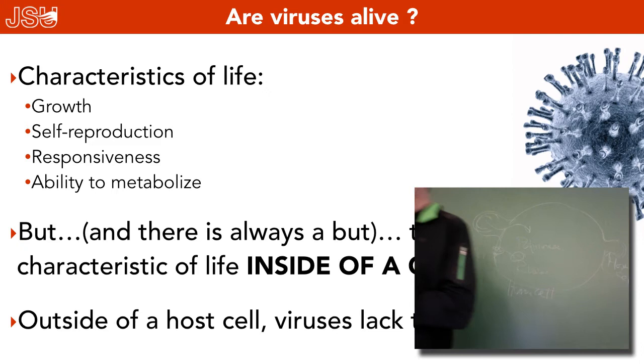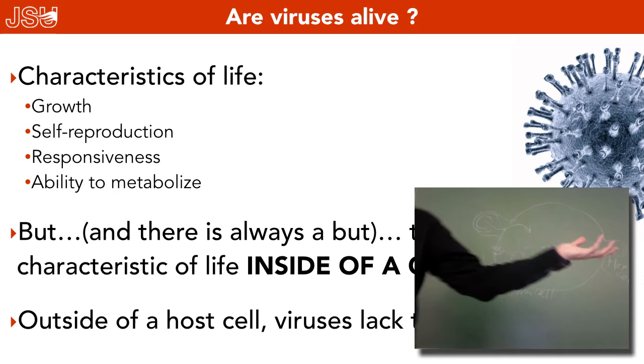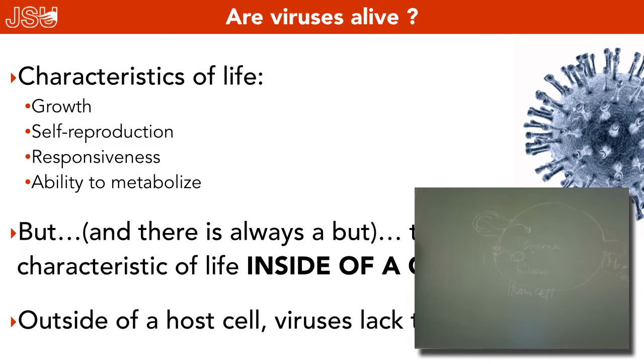Some characteristics of life: growth, right? We start ultimately as a sperm and an egg coming together, they fuse, and we grow from that. Can viruses grow? Yeah, you get the flu. I'll show you how they grow. Self-reproduction. We have the capacity to reproduce. Can viruses reproduce? Yeah, you betcha.